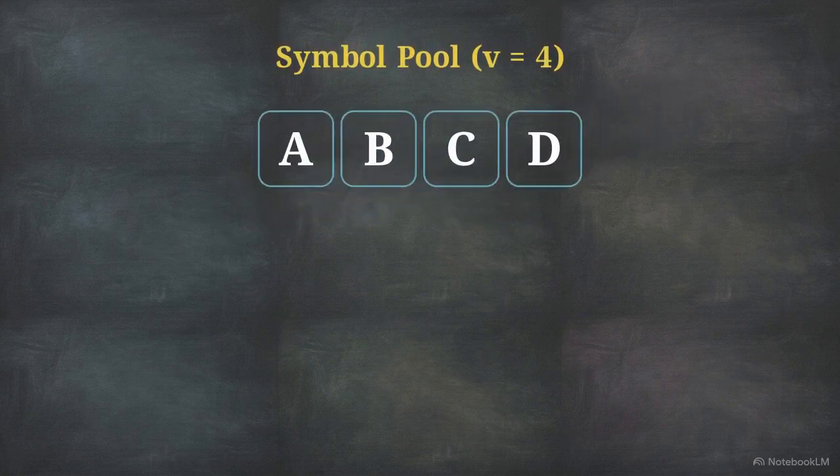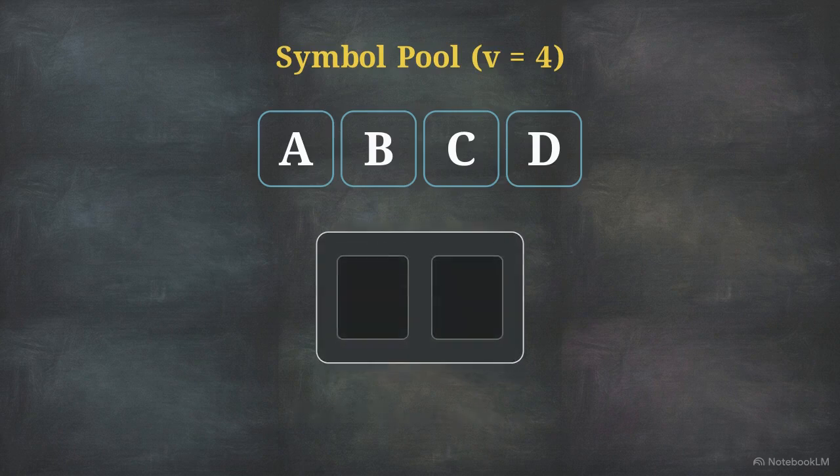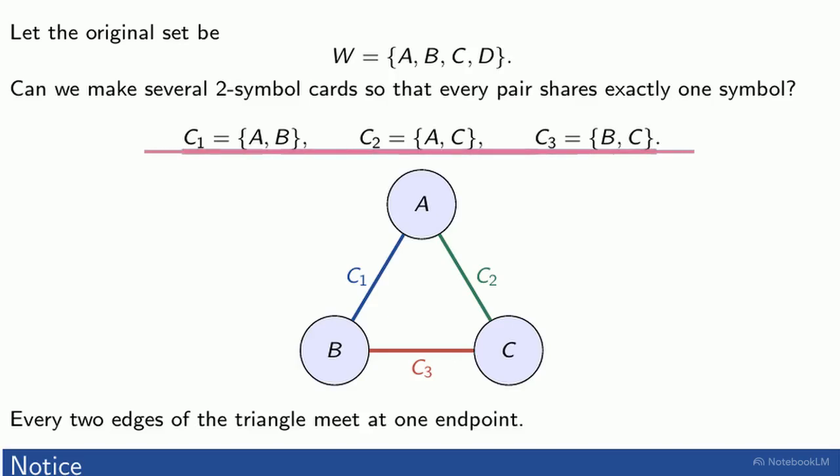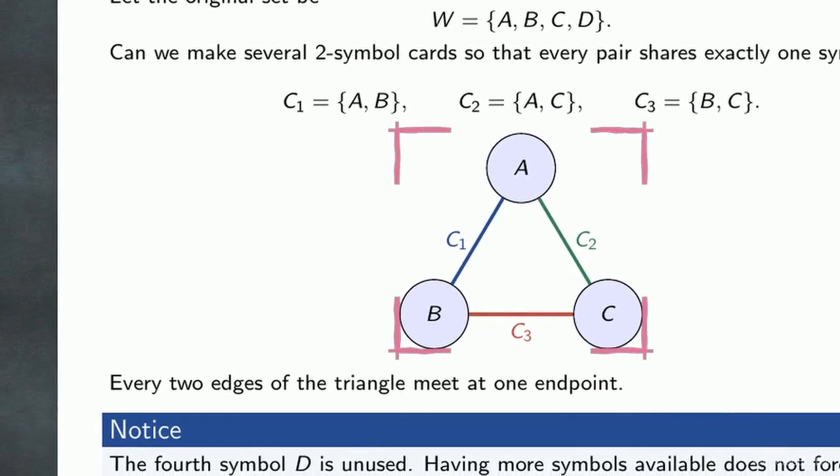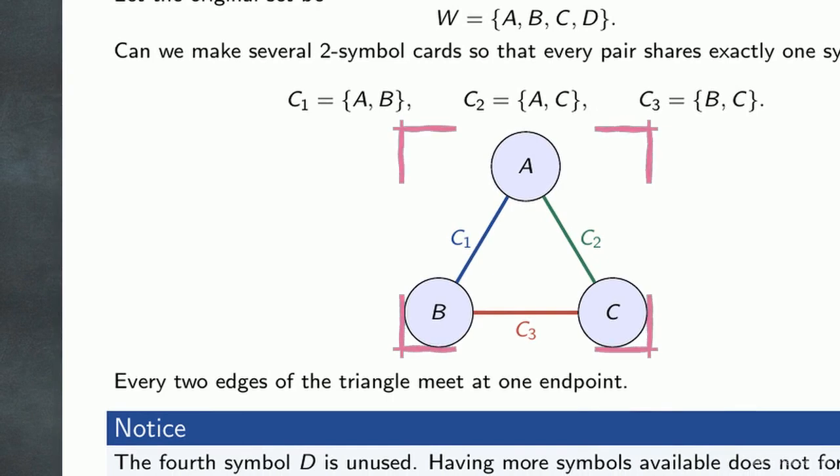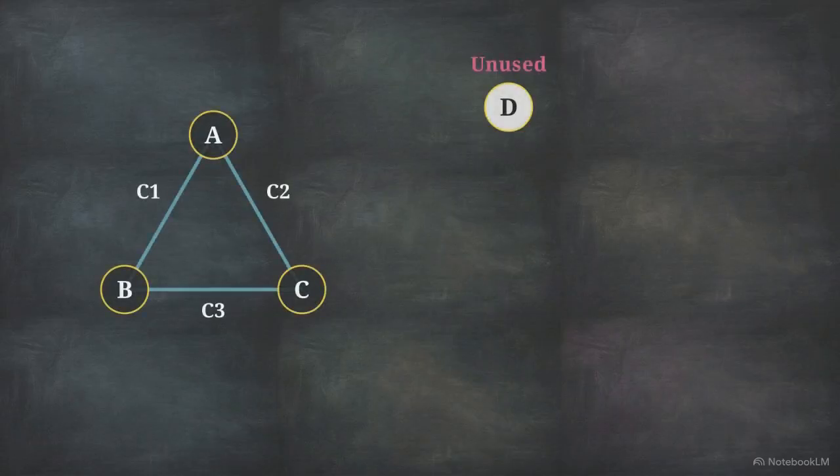scale. Let's start small. We have exactly 4 available symbols, A, B, C, and D, and we are only allowed 2 symbols per card. This diagram shows the 3 possible cards we can build, AB, AC, and BC. They perfectly satisfy our one shared symbol rule. Notice how this forms a geometric shape. Every edge of this triangle represents a card, and every pair of edges meets at one endpoint. You might spot that the 4th symbol, D, goes completely unused.